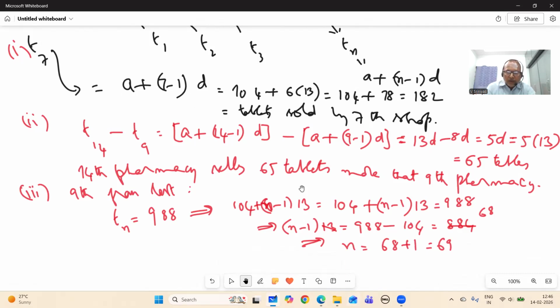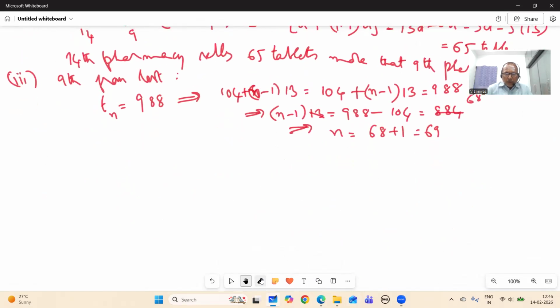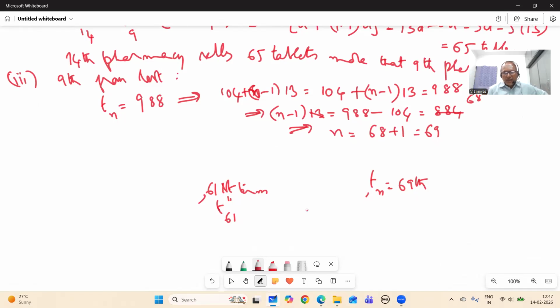So what will be the ninth term from the last? This is the 69th term. What is the ninth term before that? Is it the 61st term? Isn't it? T61, the 61st term. This is 69: first term, second term, third term, ninth term. You look at the units place. So from the end, the 61st term will be the ninth term. So we have to find T61.